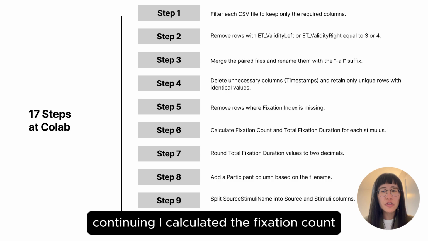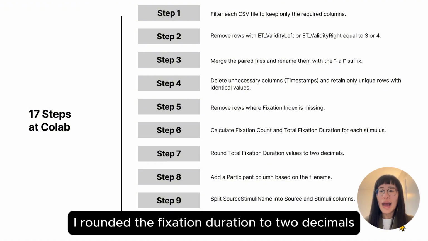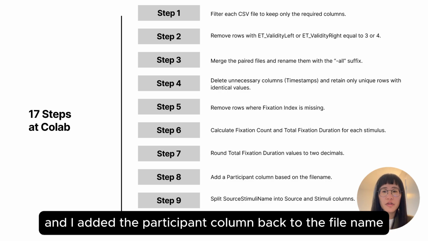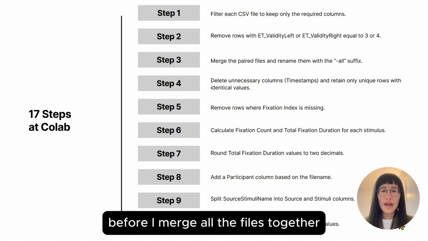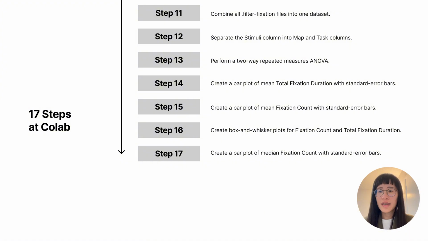Continuing, I calculated the fixation count and total fixation duration per stimulus. I rounded the fixation duration to 2 decimals. And I added the participant column back to the file name so I can easily recognize it before I merge all the files together. Now, these transformations make the dataset consistent and ready for merging.